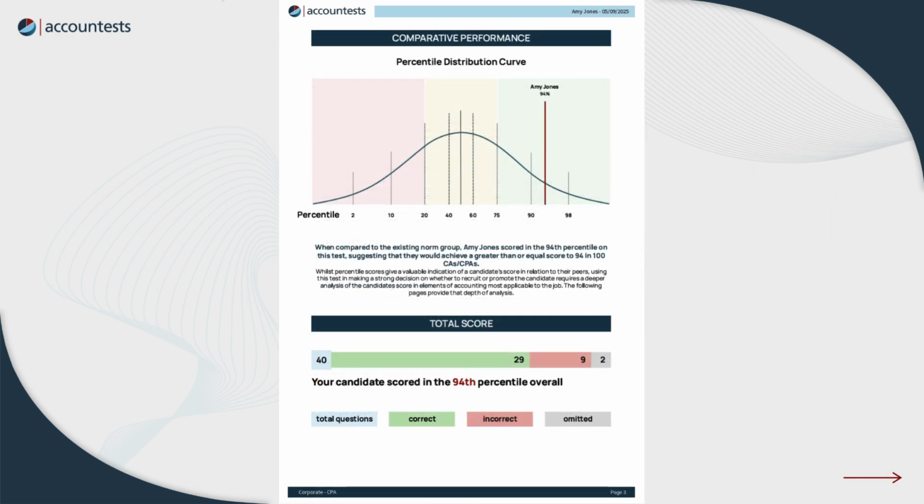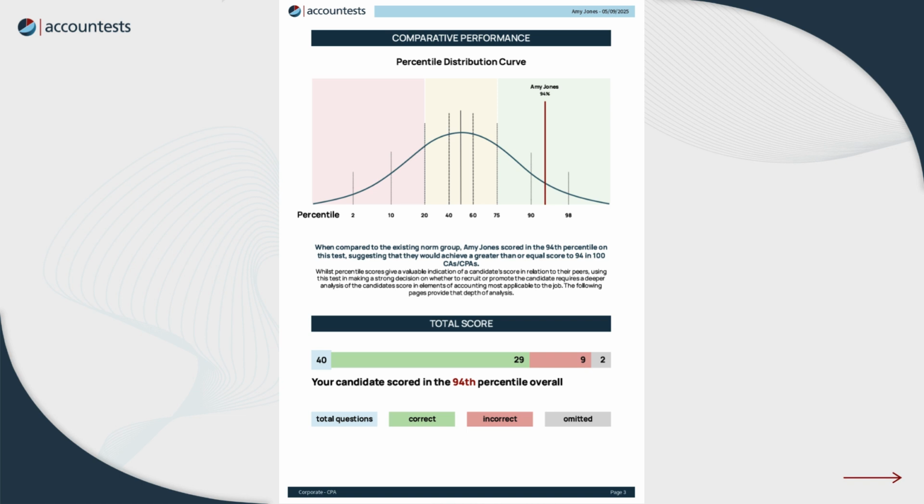If we go through to the next page, this is the most important. At the top of the page you'll see the bell curve. This is where you can see how your candidate did compared to our norm group. When we developed this test, we got a whole lot of appropriately qualified accountants to go through the question set to create a norm group, and then you're able to see how your candidate did compared to that norm group.